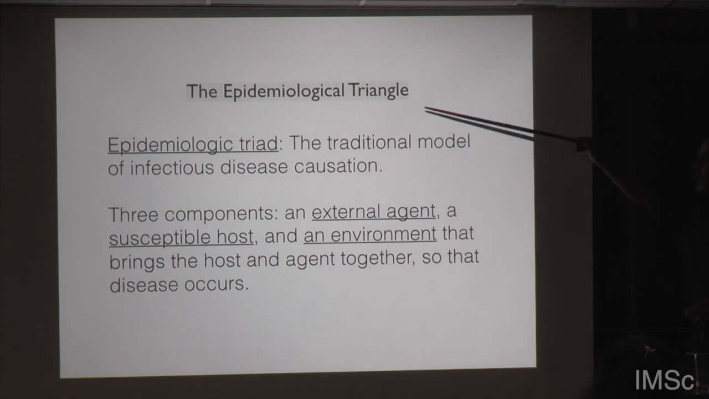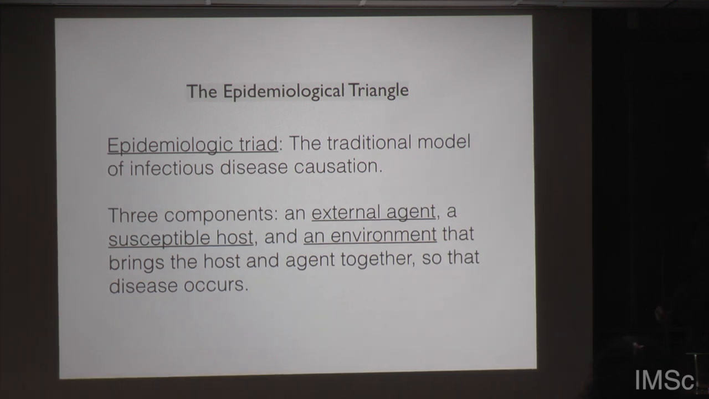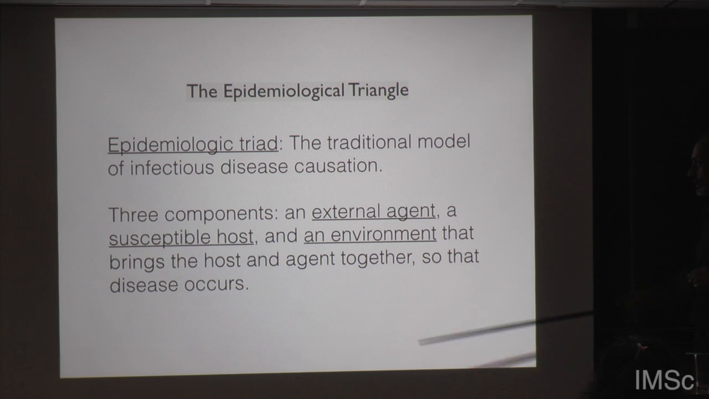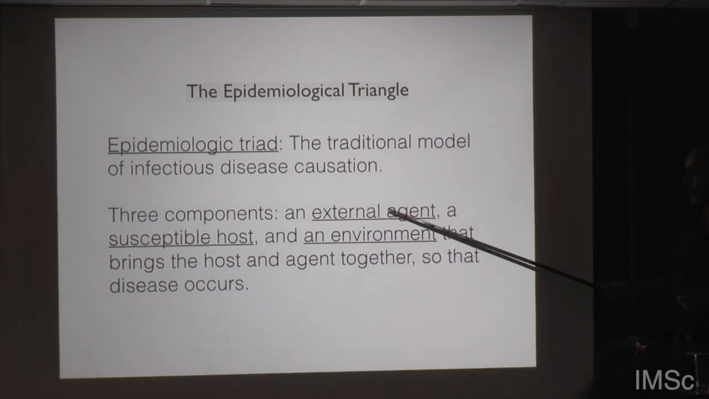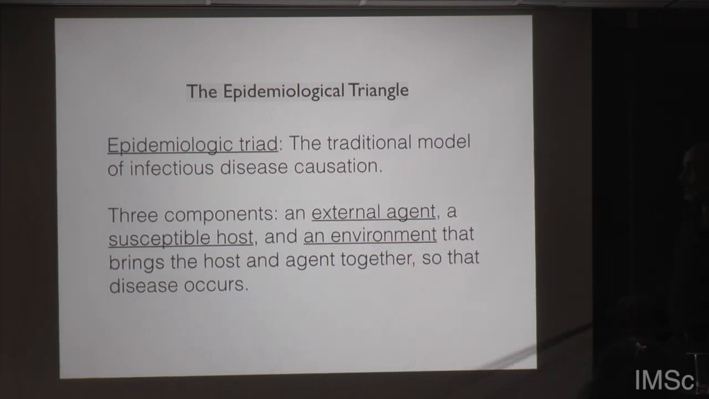There's something called the epidemiological triad. Triad means 3 things taken together. So this is a traditional model of disease causation, and it says that diseases must have 3 components. They must have an external agent, that's your microorganism. They must have a susceptible host, that is some human being who is capable of falling ill and has no prior exposure or immunity to that particular microorganism. And some environment that brings the host and the agent together so that disease occurs.